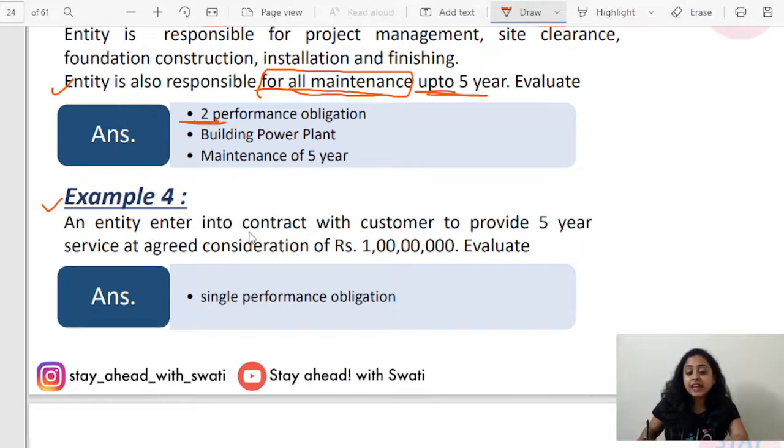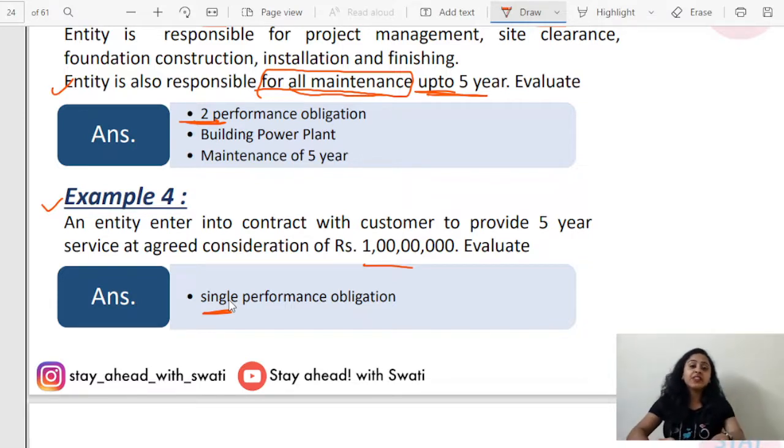Next, example number 4. An entity enters into a contract with a customer to provide a 5-year service at an agreed consideration of rupees 1 crore. Evaluate. Simply, a 5-year service is there. If it can be terminated, and needs to be reevaluated, then you have to classify it as 5 performance obligations, one for every year.